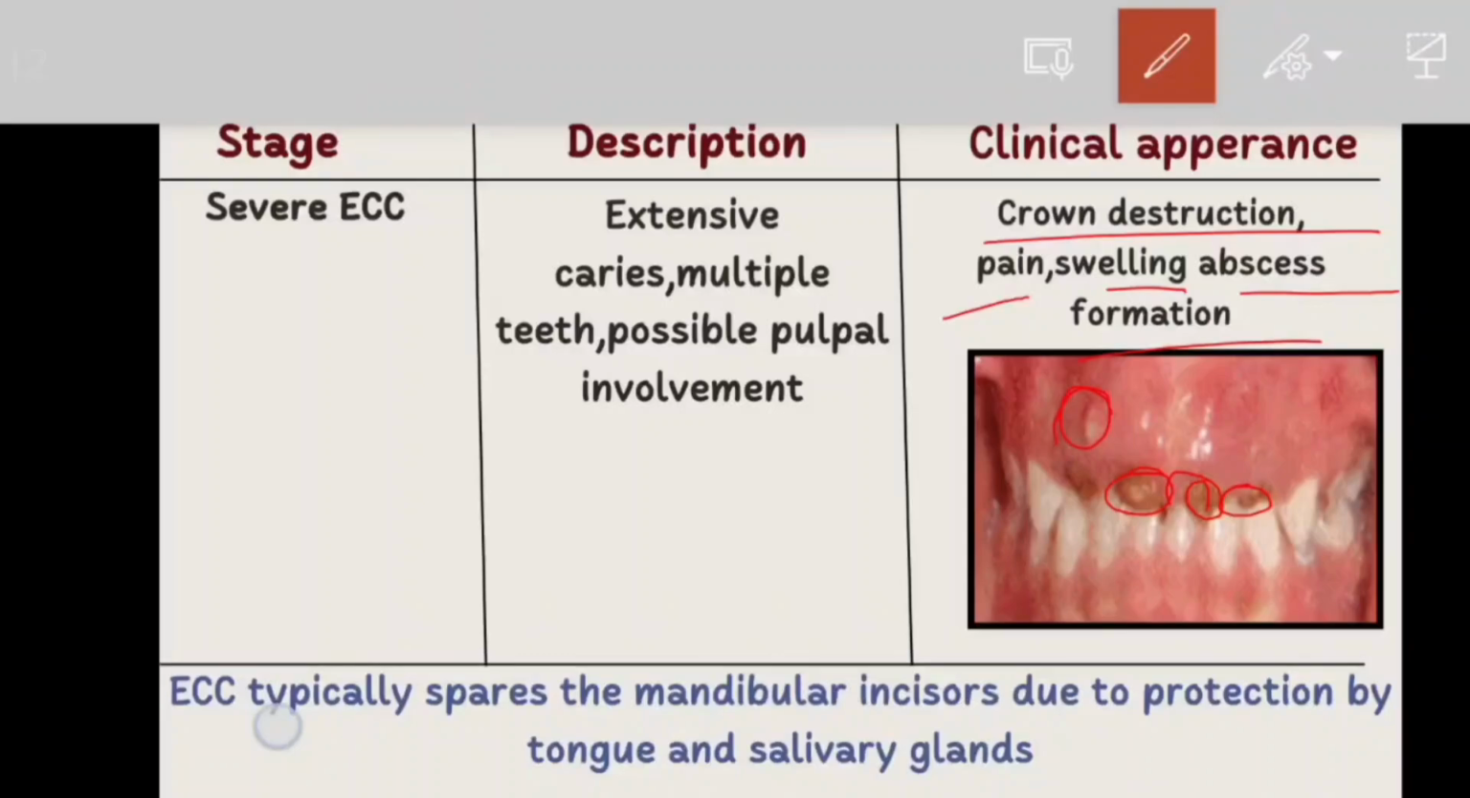Now you may have a question: why are mandibular incisors usually not affected? This is a favorite exam question. Early childhood caries typically spares the mandibular incisors because they are protected by two things. One is the tongue and the other one is the salivary gland.